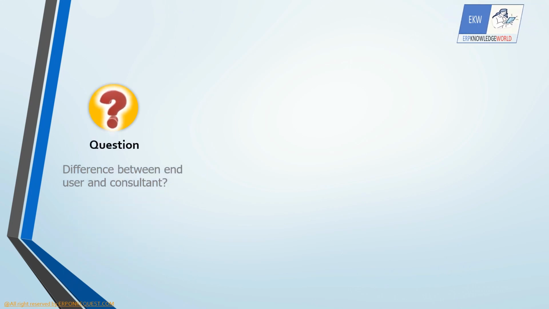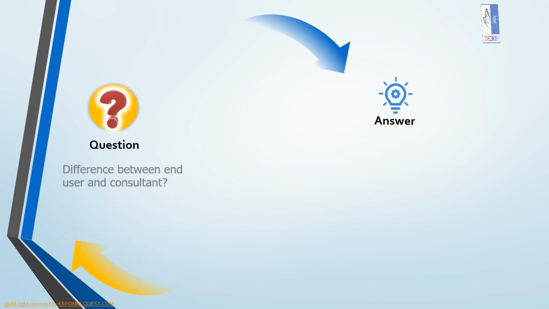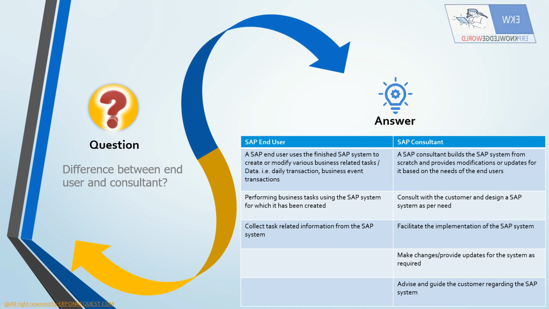So let's move to the next, which is what is the difference between the end user and the consultant. Basically the end user uses the finished SAP system, meaning once SAP is implemented, the end user uses SAP for data entry and daily business tasks and transactions. But the SAP consultant builds the system from scratch.